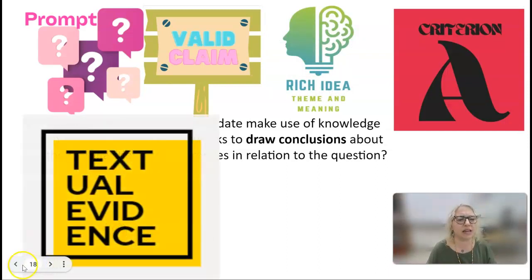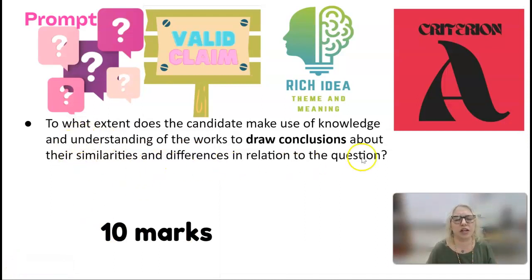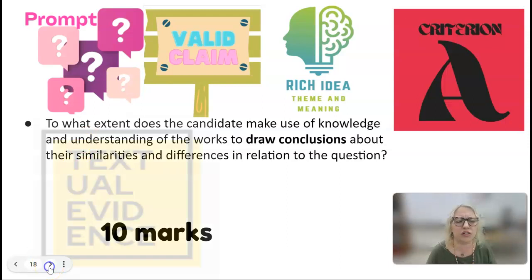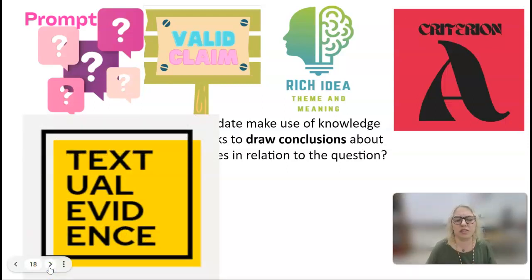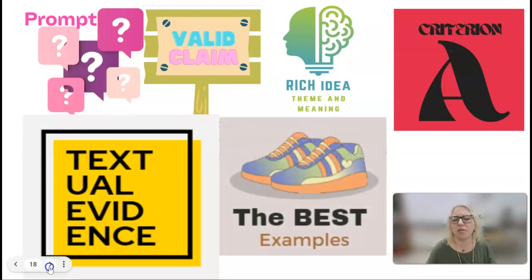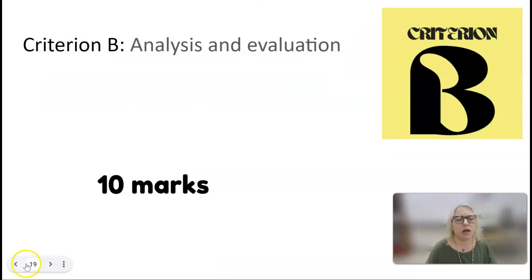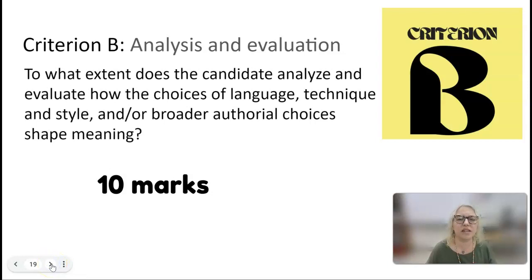To what extent does the candidate make use of knowledge and understanding of the works to draw conclusions about their similarities and differences in relation to the question? You've got to be using textual evidence to do that, the best examples. All right, criterion B is analysis and evaluation. To what extent does the candidate analyze and evaluate how the choices of language, technique, and style and/or broader authorial choices shape meaning? This is another 10-pointer.